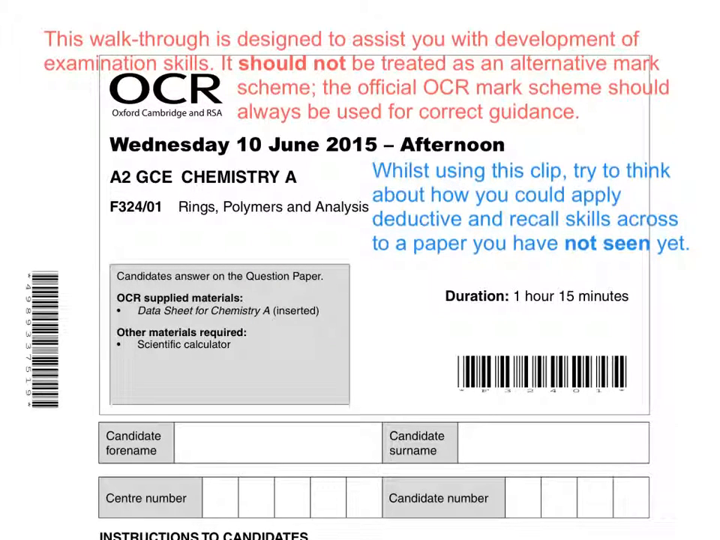Hello and welcome to this walkthrough of the mock RPA exam for 2016. I just want to point out a couple of things. It shouldn't be treated as a mark scheme.